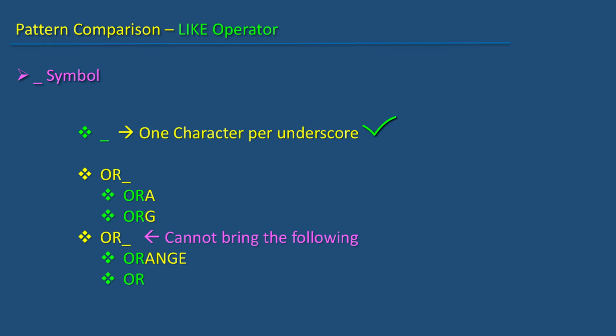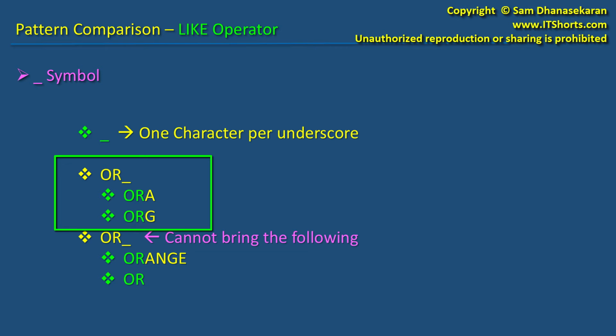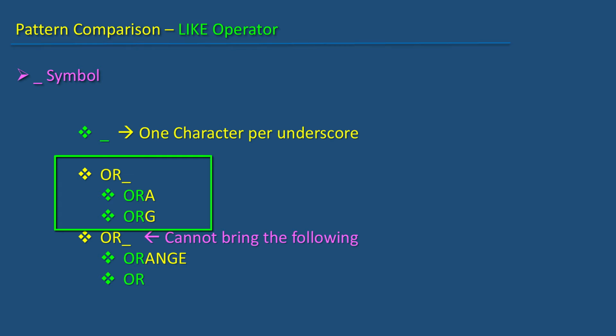However, an underscore represents only one character. For example, if there are rows with values ORA and ORG, then they can be fetched by the pattern OR_. Remember, one underscore will represent one character and it can be any character. But it cannot represent strings that have more characters than the underscores in the pattern condition.